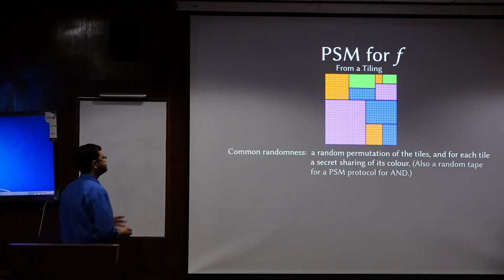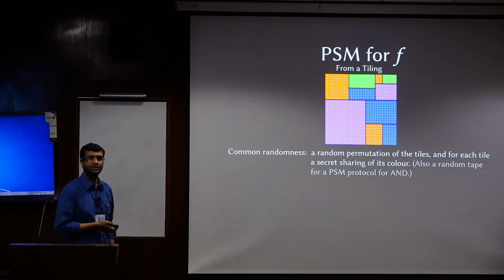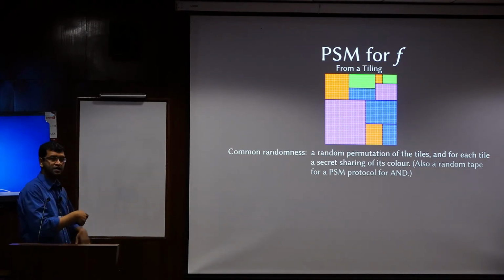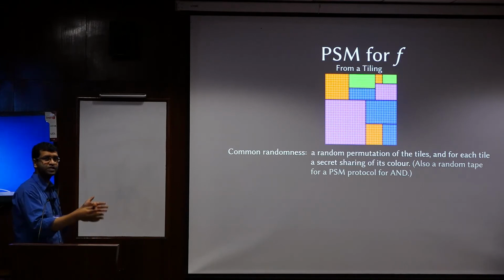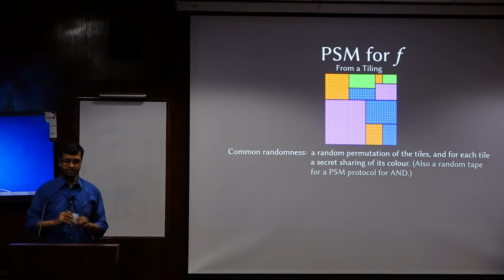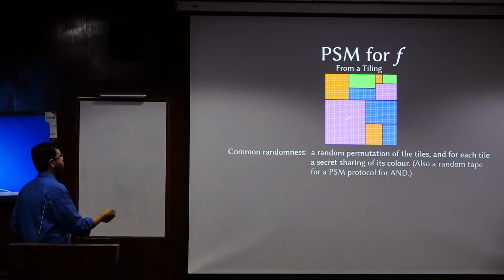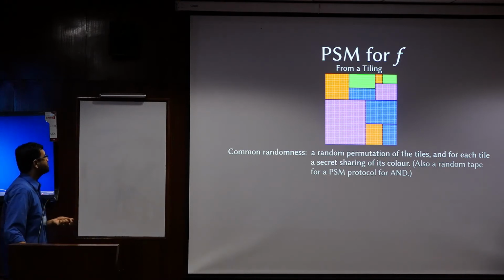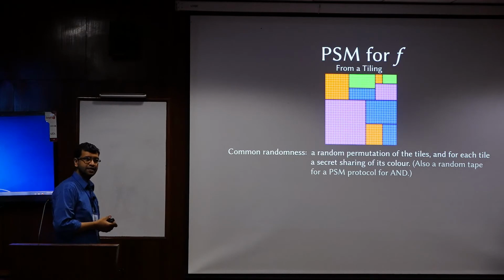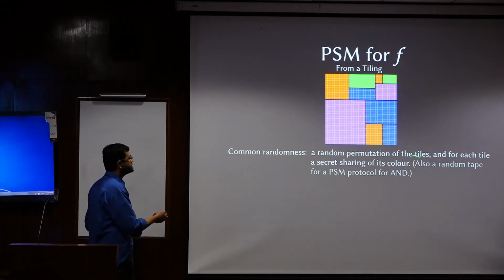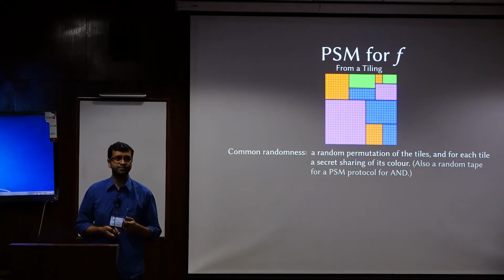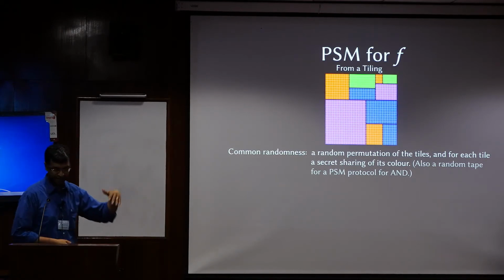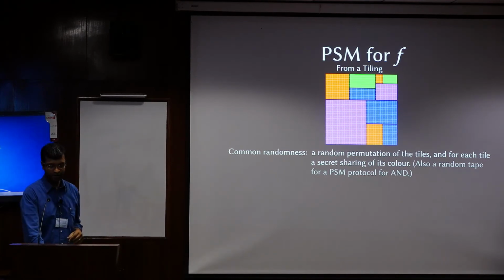Suppose somebody has given you a tiling, maybe the best tiling for this function. We can use it to get a PSM protocol as follows. The common randomness for this PSM protocol is going to be a random permutation of these 10 tiles, numbers 1 to 10 randomly permuted. That is the common randomness that Alice and Bob know. And there are these 4 colors, so think of it as a 2-bit color. They each have a 2-bit share to represent the color, a secret sharing of the color for each of these 10 tiles. So 20 bits from the secret sharing, and then log of 10 factorial for writing down the permutation. That's the amount of randomness in the common randomness.